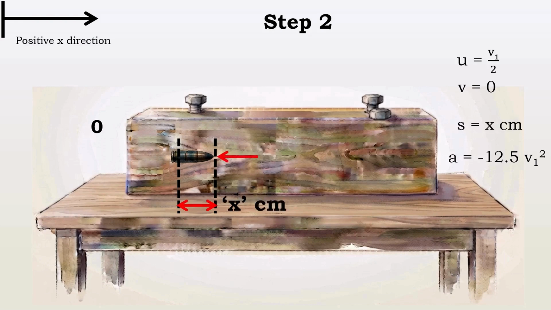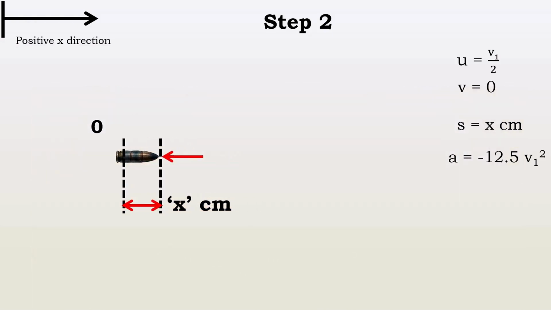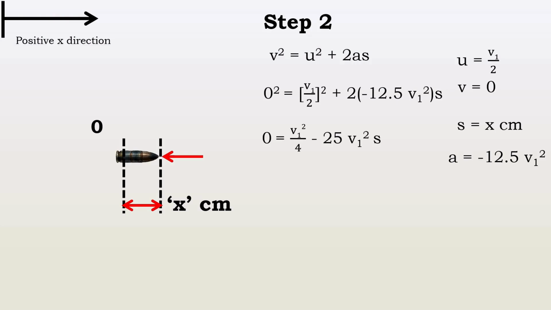a complete stop. Once again, time is not involved in the given data, so the most suitable choice is the third equation of motion. Substituting the known values into the equation and simplifying, we obtain the required expression for the distance. Notice something interesting here. The initial velocity, v1, cancels out completely, exactly as we expected. This is why we never needed to know its actual value to solve the problem.